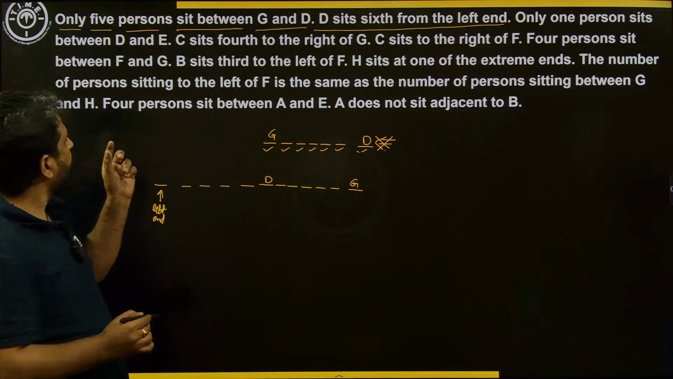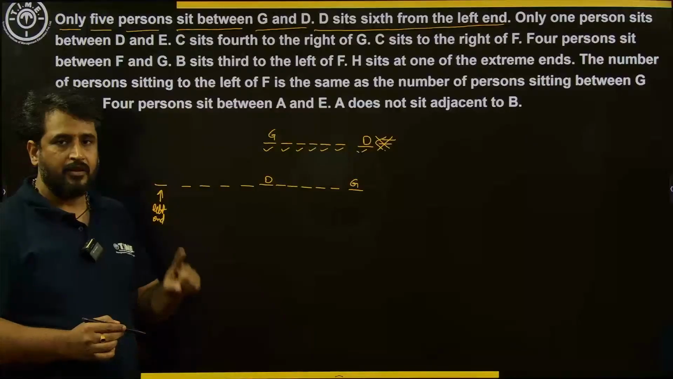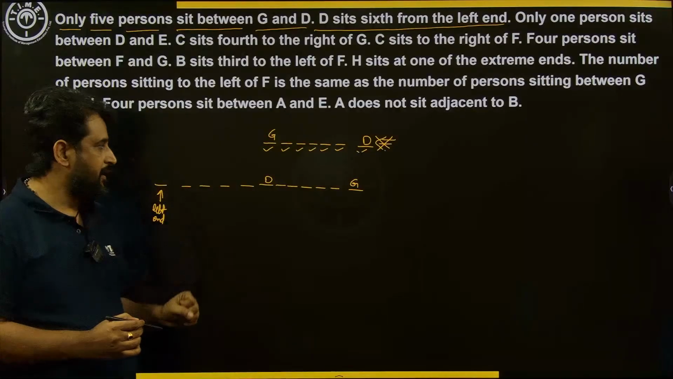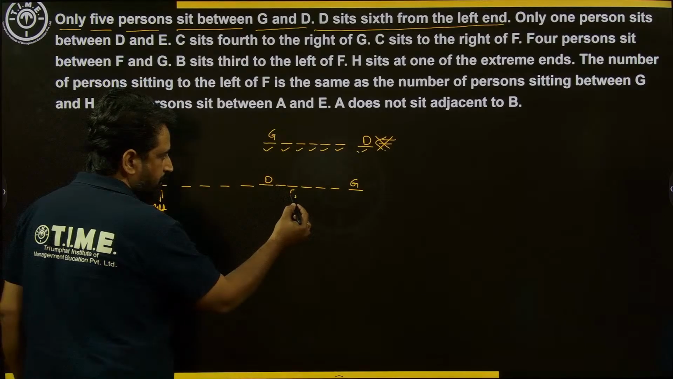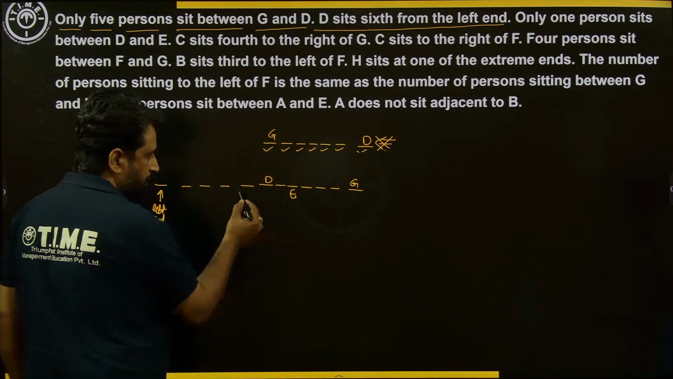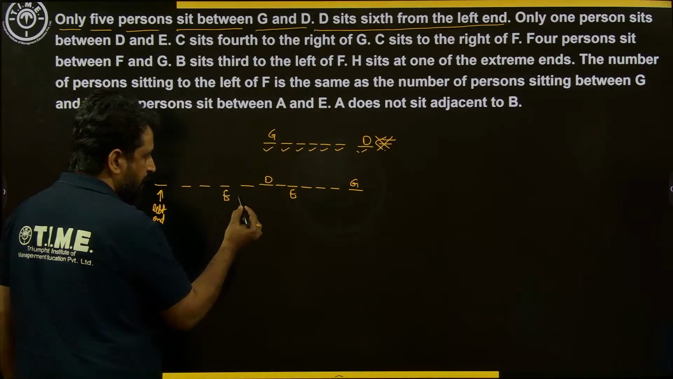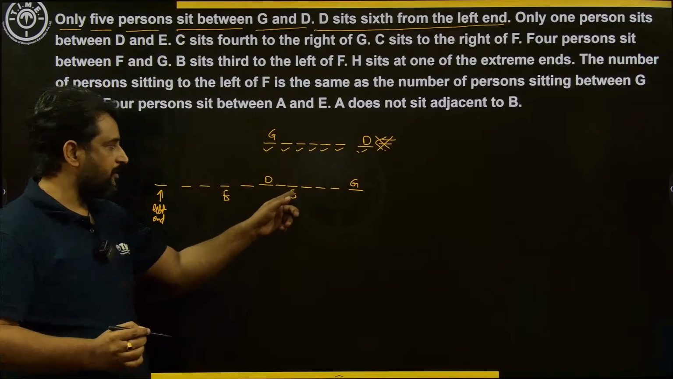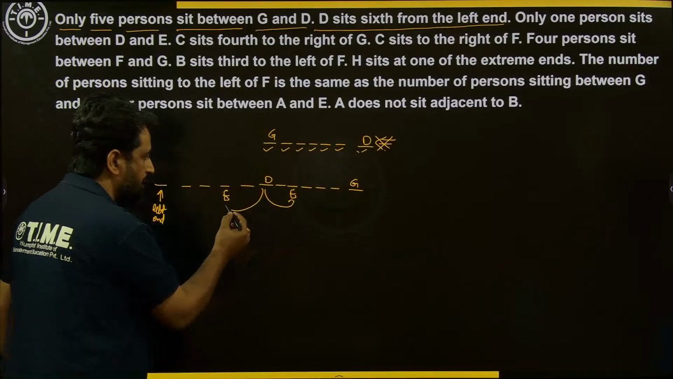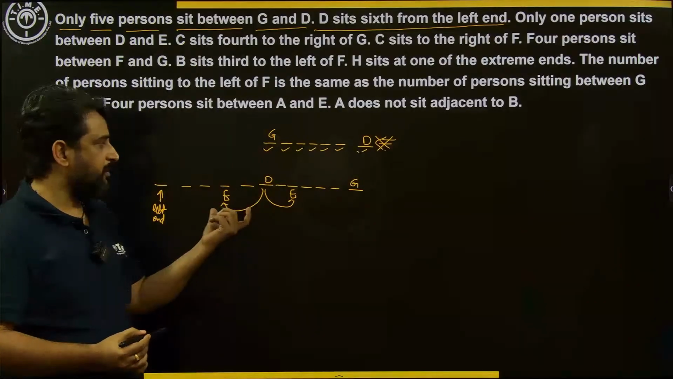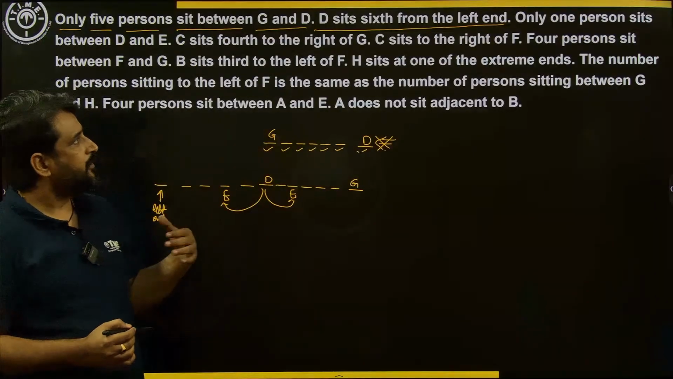Only one person sits between D and E. D, one gap, E may be here. One gap, E may be here. Either side you have to consider. Once right side, once left side, and one person between them, D and E. Now move further.